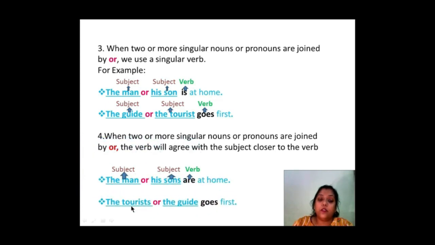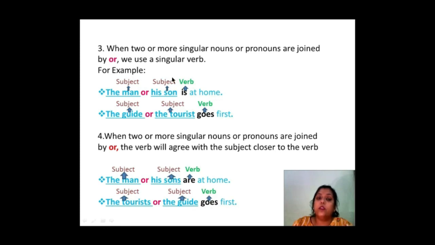Let's look at the next example. The tourists or the guide goes first. Now look at here. Here the subject is what? The tourists or the guide, and the verb is what? Goes. But the subject which is closer to the verb is a singular subject. So what have we used? Singular verb. And in the first point I told you all that when we have a singular verb we add s. As per go we use es. So it becomes goes.